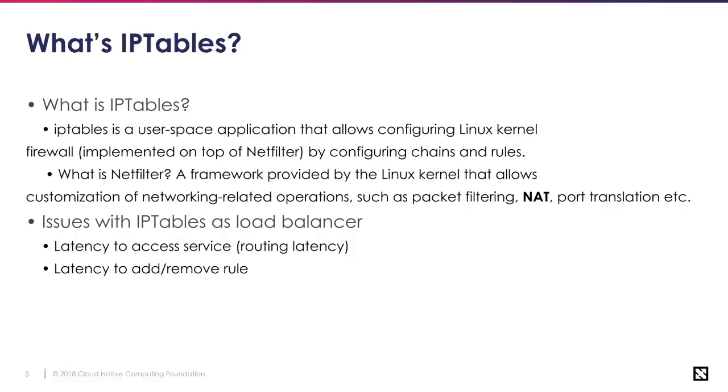As we know, the default mode of Kube-proxy is IPTables. So what's IPTables? IPTables is a user space application that allows configuring the Linux kernel firewall. The Linux kernel firewall is implemented on top of NetFilter. IPTables can configure NetFilter by configuring chains and rules. There are five tables and five chains in IPTables.